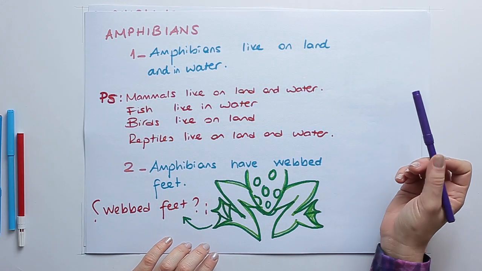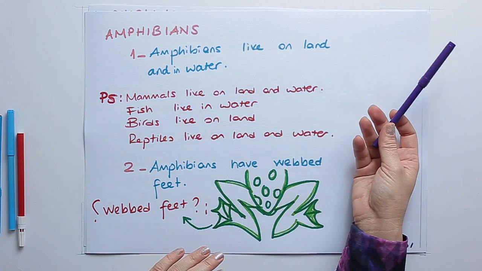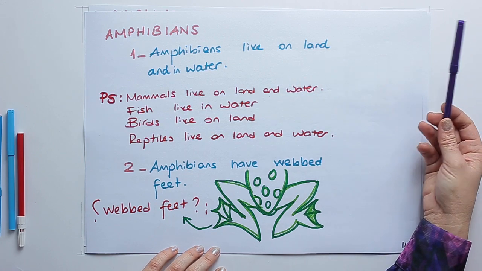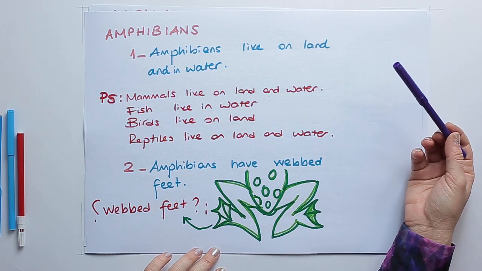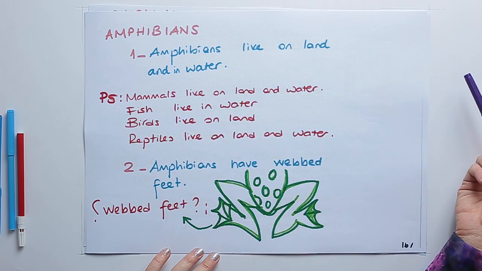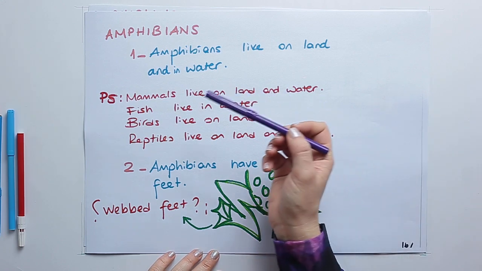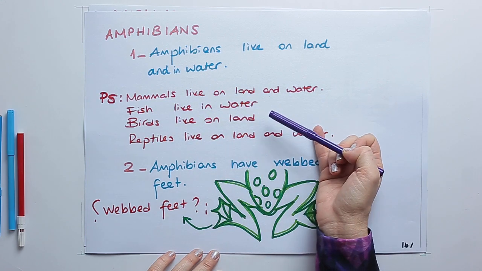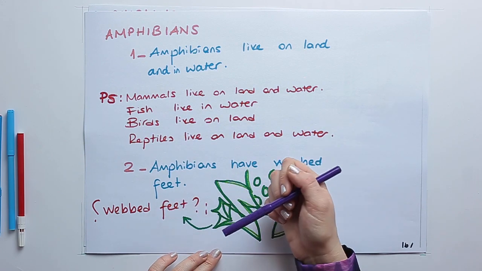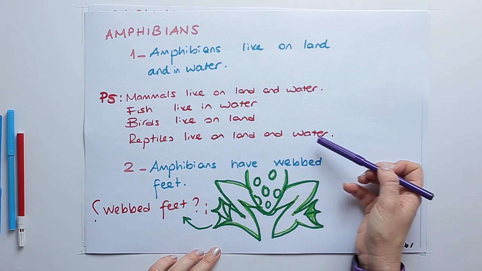Now the last one that we're going to talk about is called amphibians. What's an amphibian? Amphibian is a kind of animal that lives both on land and in water. So if you remember, mammals live on land and water too, which is similar to the way amphibians live. Also, fish live in water, birds live on land. But when you think about reptiles, reptiles are just like amphibians. They live on land and water.